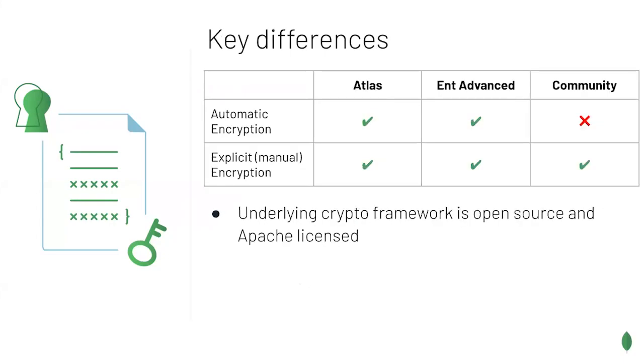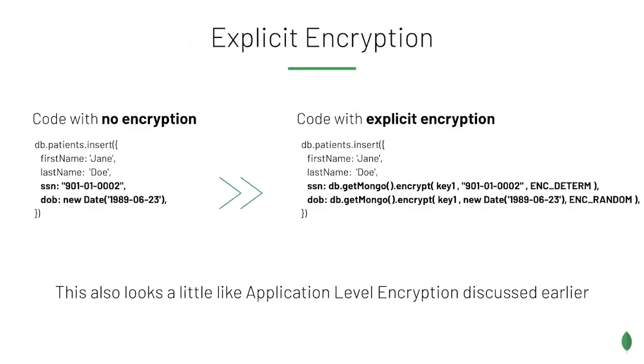There is one difference, and that is that Atlas and Enterprise Advanced offer automatic encryption. Community, you have to rely on explicit or manual encryption. I'll show you what that means in just a moment. But it's important to understand that the underlying crypto framework itself is open source and Apache licensed. So contrasting explicit encryption with automatic encryption, on the left, you see a simple insert, the code there, there's no encryption. So there are a couple of fields there that we really do want to encrypt. So when we're using explicit encryption, what you have to do as a developer is modify the code for any read-write queries. You have to include the encryption decryption logic. You've got to select the key and the appropriate encryption mode.